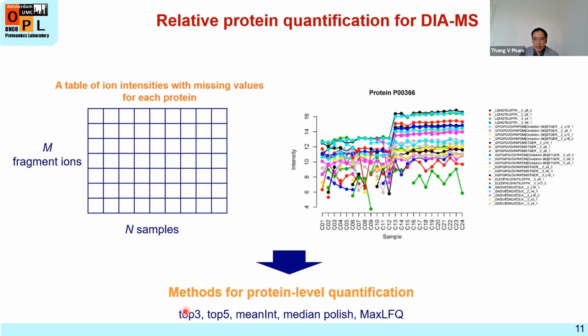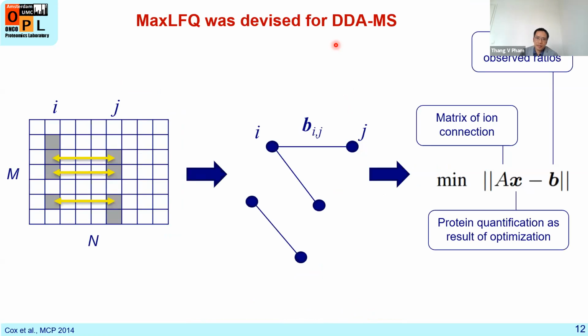And so there are several methods for doing that. One could look at the top peptide, or look at the average of all the observations. There's also a very popular method called median polish. But in the field, this MaxLFQ has been very useful. It was devised for DDA-MS, the previous, well, the method that I mentioned before, the major technology.